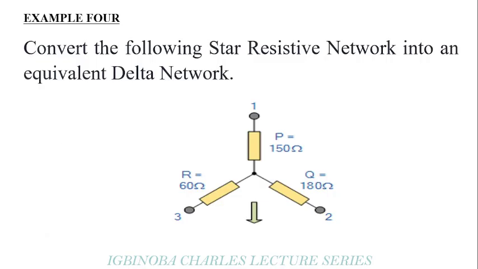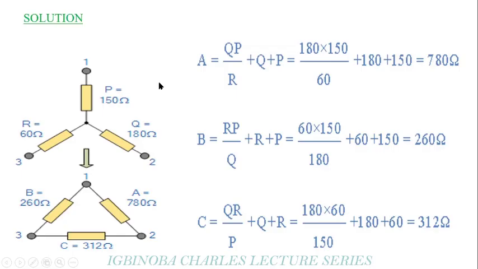So let us look at an example. Convert the following star resistive network into an equivalent delta network. So by the time you apply the formula, this is your star network and this is your delta network. This is a simple formula. You can see that your A now is equal to QP, which is P times Q all over R, which is this, plus Q plus R. You do that, you are going to get this. Also, your B is equal to R P, which is R P all over Q plus R plus P. You get your result. And also your C is equal to Q R all over P plus Q plus R, and you are going to get this, your result.